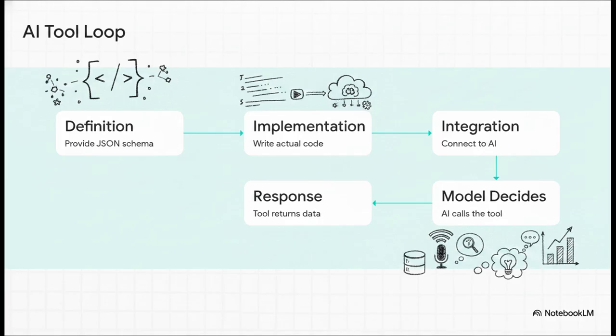First is tool definition. You literally just explain to the AI what the tool does using a JSON schema. Second, you write the actual code for the function. Third, you integrate it by telling the model, hey, this tool exists. Step 4 is where the magic happens. Based on what the user asks, the AI autonomously decides if and when to use that tool. And finally, response handling. The tool runs, grabs the data, and throws it back to the AI so it can give the user a totally natural conversational answer.